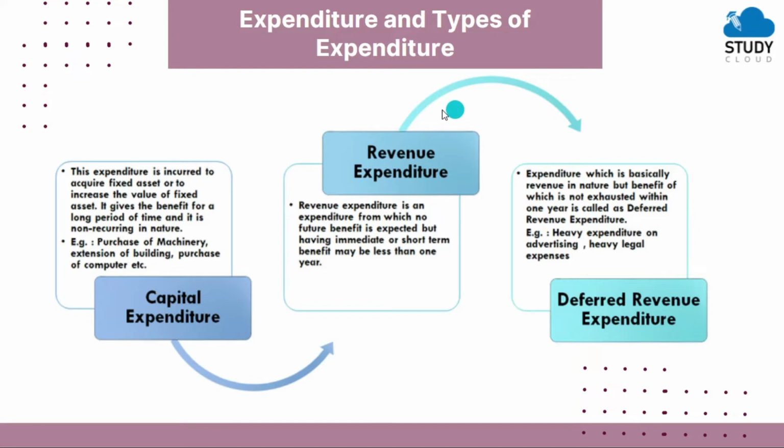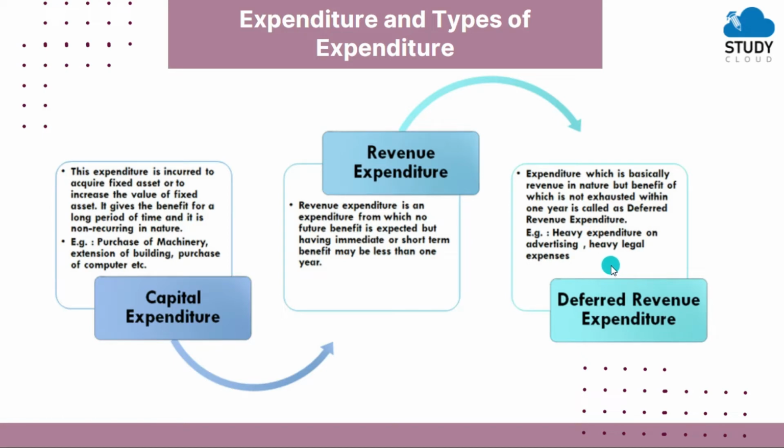Then there is revenue expenditure. These are those expenditures which are recurring in nature. All the benefits of such expenditure may be for less than 1 year. For example, whatever salary you pay to your staff, your rent expenses, your stationery expenses, expenses for advertisement, etc.